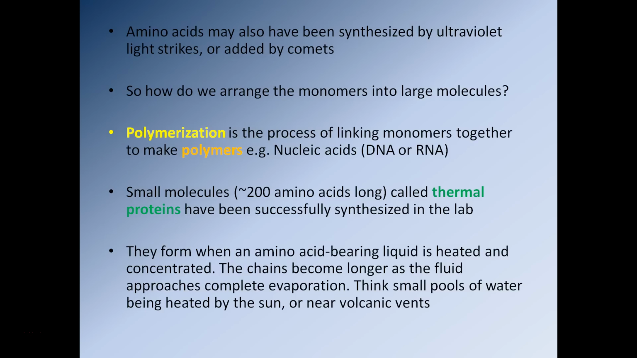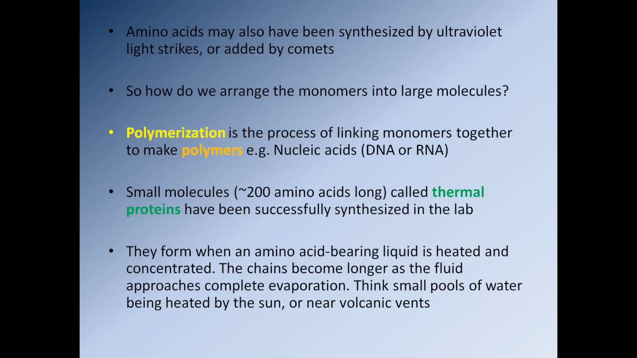The question is how do we take those monomers and turn them into larger molecules? Well, that's through the process of polymerization. So that's the process by which we take the monomers and we link them together to form polymers. The classic example of a polymer is something like DNA or RNA. So we can make small molecules that are about 200 amino acids long called thermal proteins. And we've been able to do this very, very easily in the lab.